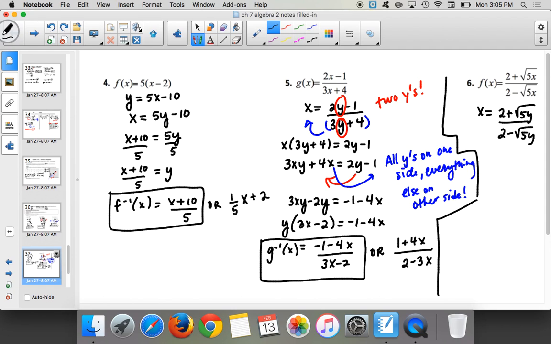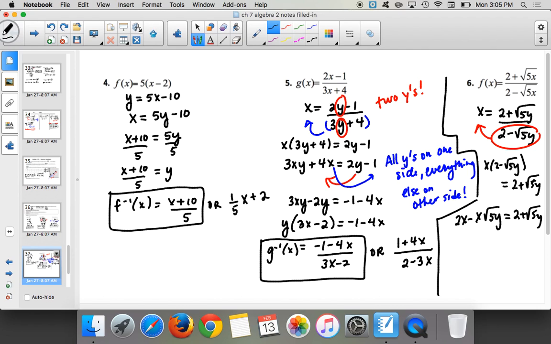So I'm going to do the same thing. I'm going to multiply the denominator over. So I'm going to take this and multiply it to the other side. So I'm going to have x times 2 minus the square root of 5y is equal to 2 plus the square root of 5y. Oops, get a little close there. And I'm going to distribute. So I'm going to have 2x minus x times the square root of 5y equals 2 plus the square root of 5y, like that.